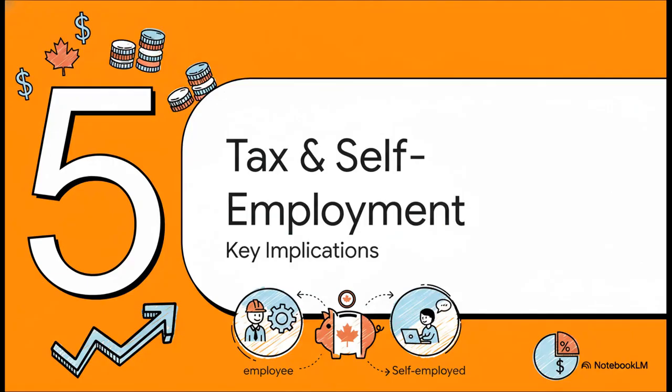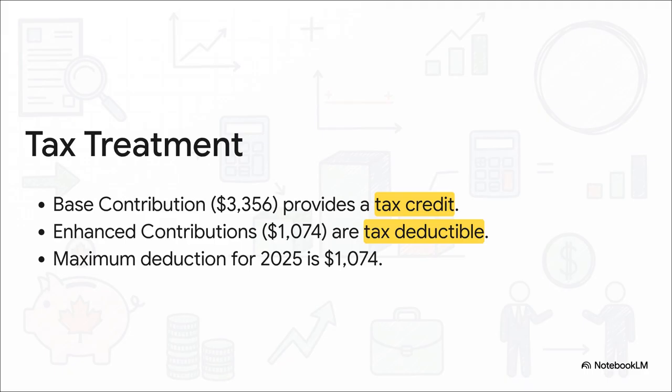Now, knowing the number is one thing, but for a taxation course like ours, knowing how it interacts with your income tax is everything. So let's pivot to the tax implications and the special rules for all you aspiring entrepreneurs out there. Okay, pay close attention here because this is absolutely critical. The government treats the different parts of your CPP contribution, well, differently. That big base contribution of $33.56 gives you a non-refundable tax credit, but the two new enhanced parts, which add up to $1,074, are treated as a tax deduction. That means they reduce your taxable income dollar for dollar. This is a huge distinction, and you have to remember it.